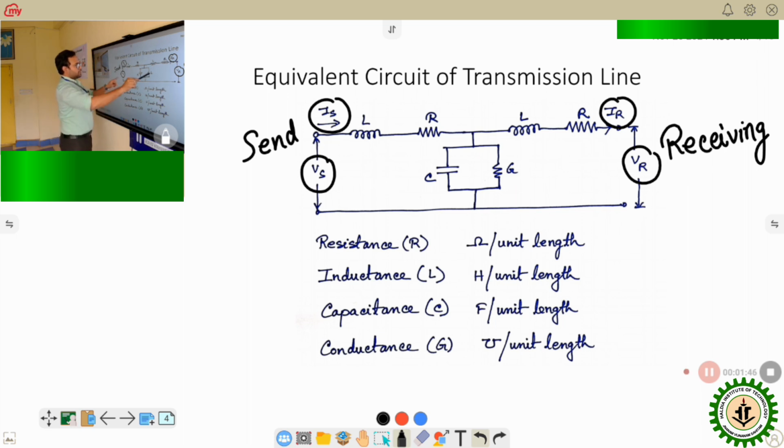The entire transmission line in between can be modeled using these elements, where the unit of resistance is ohm per unit length, the unit of inductance is Henry per unit length, the unit of capacitance is farad per unit length, and the unit of conductance is mho per unit length. Now this unit length is generally 1 kilometer depending upon the transmission line, but it can vary from case to case.